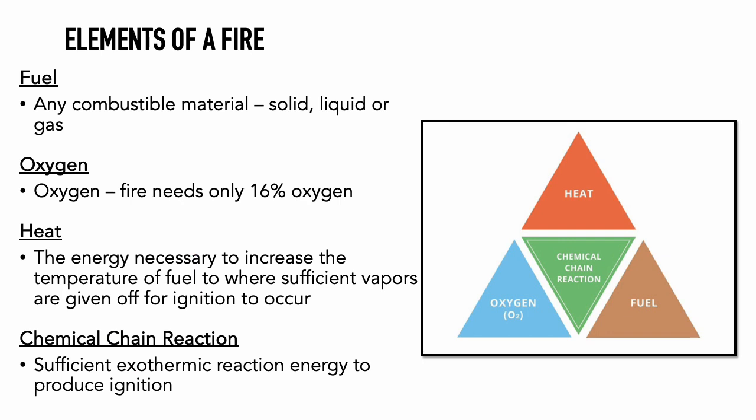So these are the four elements of a fire. We have fuel, oxygen, heat, and chemical chain reaction. So fuel, any combustible material, solid, liquid, or gas. We have oxygen. Fire needs only 16% oxygen to burn. We have heat, the energy necessary to increase the temperature of fuel to where sufficient vapors are given off for ignition to occur. And chemical chain reaction, sufficient exothermic reaction energy to produce the ignition.